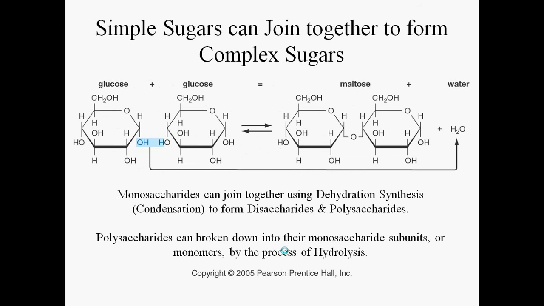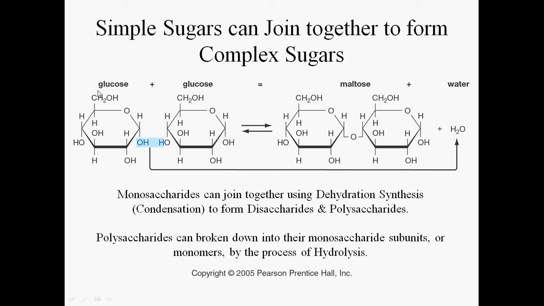Now, simple sugars can join together to form more complex sugars. We call this process dehydration synthesis or condensation. For example, monosaccharides can join together using dehydration synthesis to form disaccharides and polysaccharides, while the opposite of that, polysaccharides, can be broken down into their monosaccharide subunits during the process of hydrolysis.